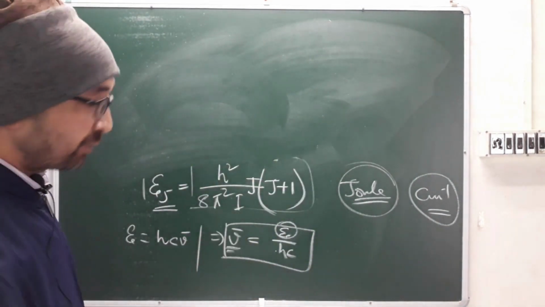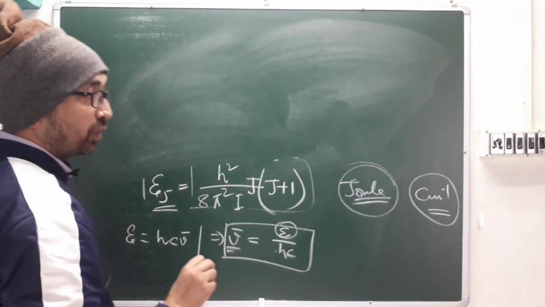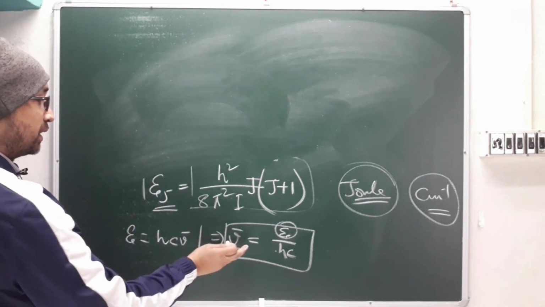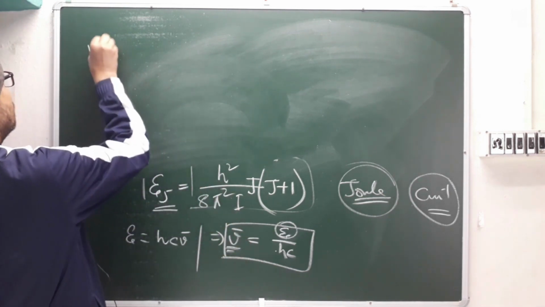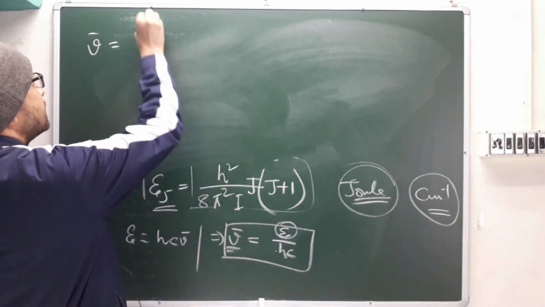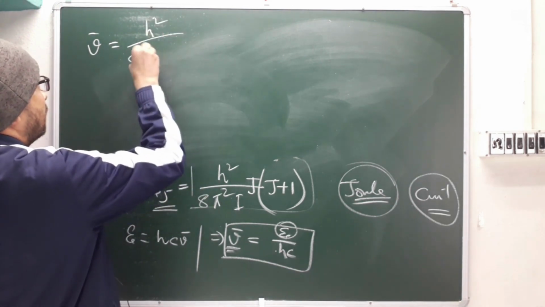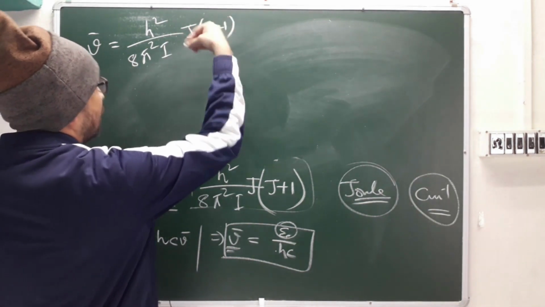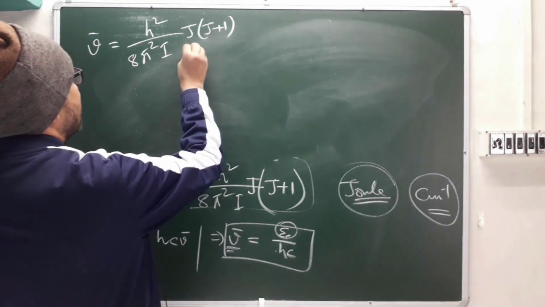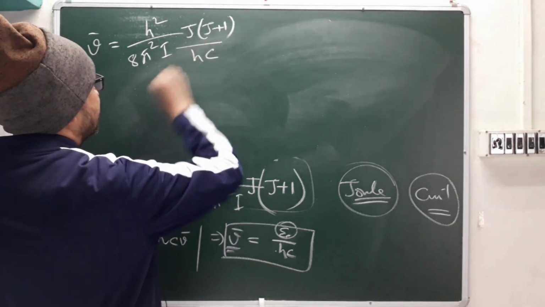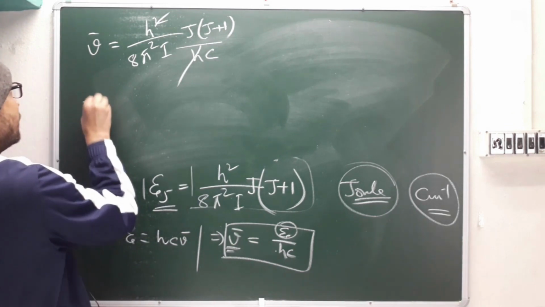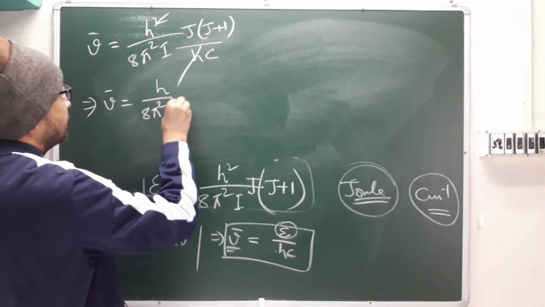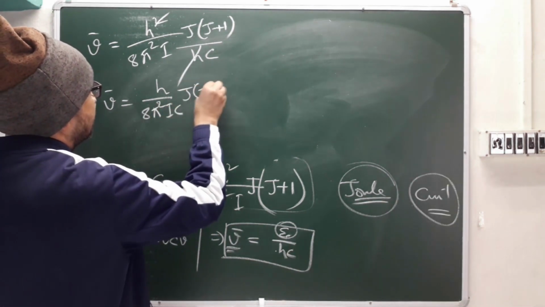This is the normal rigid rotor we are doing, correct? Our main focus is to solve problems. Now in this, we'll put this energy. So wave number equal to energy divided by hc. What is the energy? It is h square by 8 pi square I, where I is the moment of inertia, times J into J plus 1. So h and this square will get cancelled out, and you get the new formula: h by 8 pi square I c, times J plus 1.